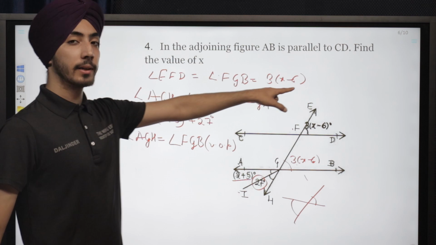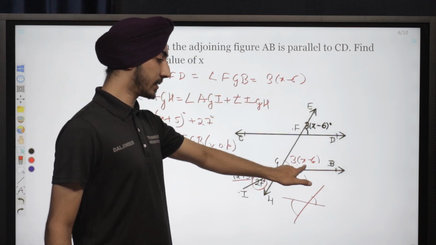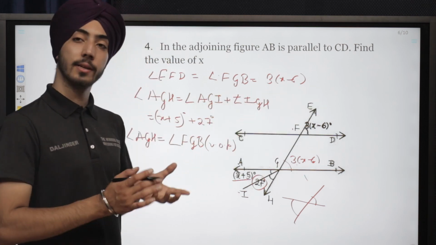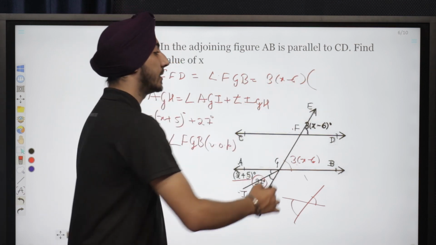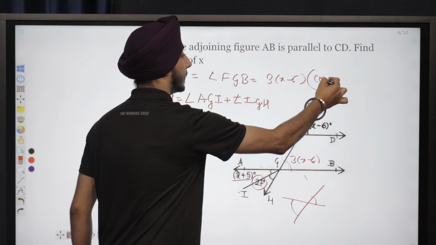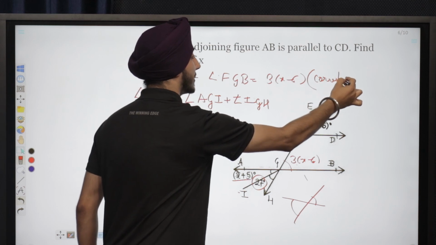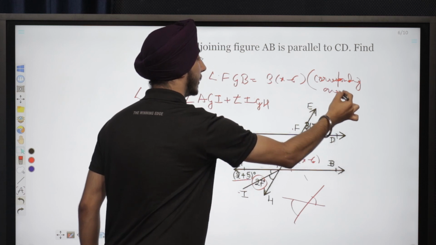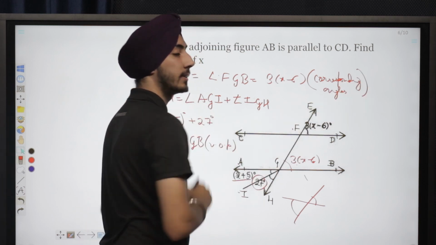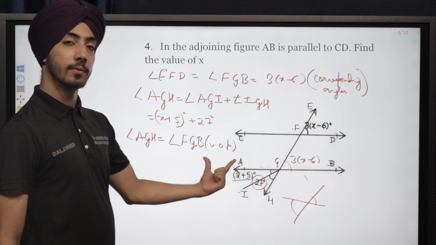And here also, when you're writing this 3x minus 6, 3x minus 6, you have to tell the reason, because the reason carries marks. What is the reason here for this? These are corresponding angles. If you do not write the reasoning there, you lose marks. So you have to write down corresponding angles there. Okay. Similarly, here we have written vertically opposite angles.